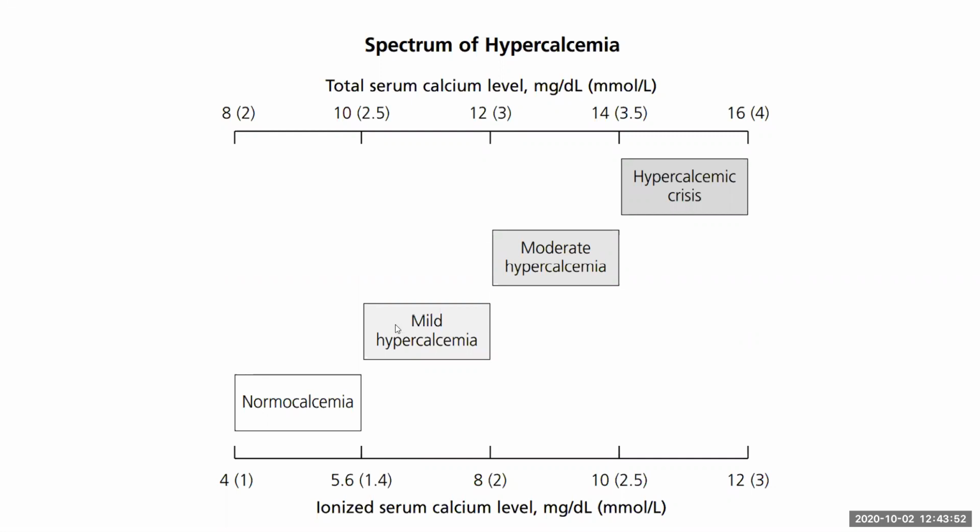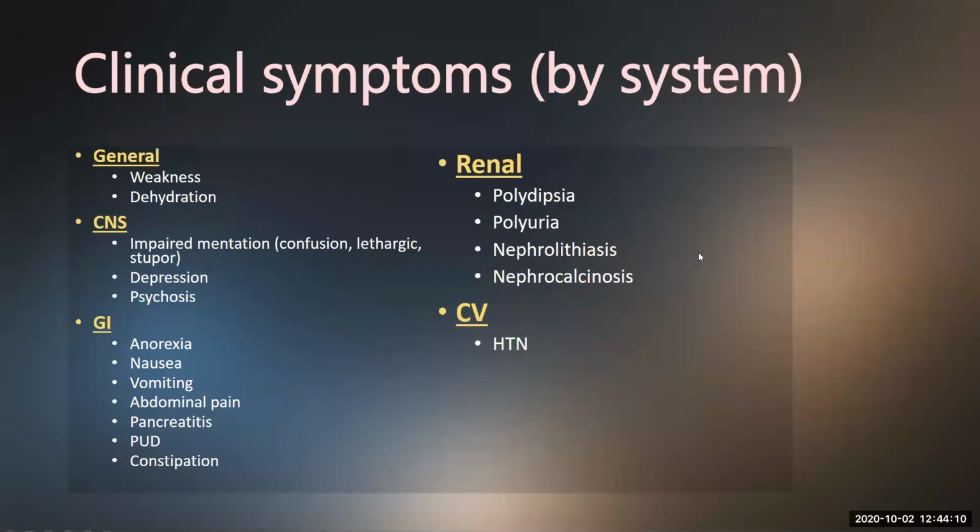So I put some charts to show the same information in different ways. Remember, 12 and 14 are the big numbers to know about. Mild is going to be in your 12 level. So look at the calcium level here. This is the ionized level. And then hypercalcemic crisis is probably going to happen at 14 and above with your malignant sources. Same information, just a different way of looking at it.